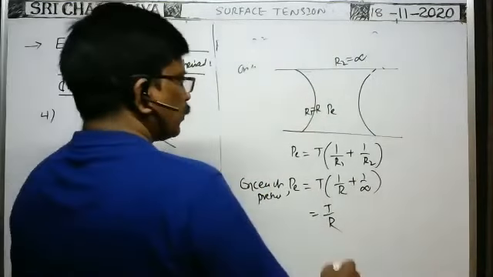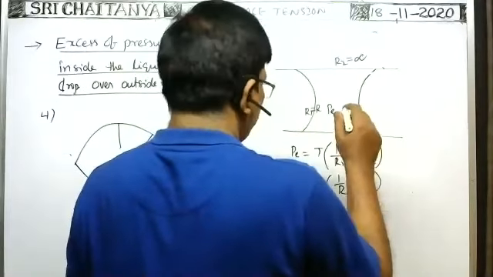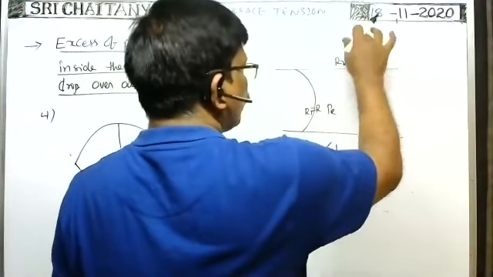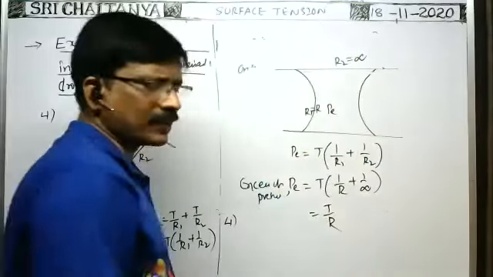So here, in order to separate the two glass plates, what is the amount of work done? In the next class I will explain.